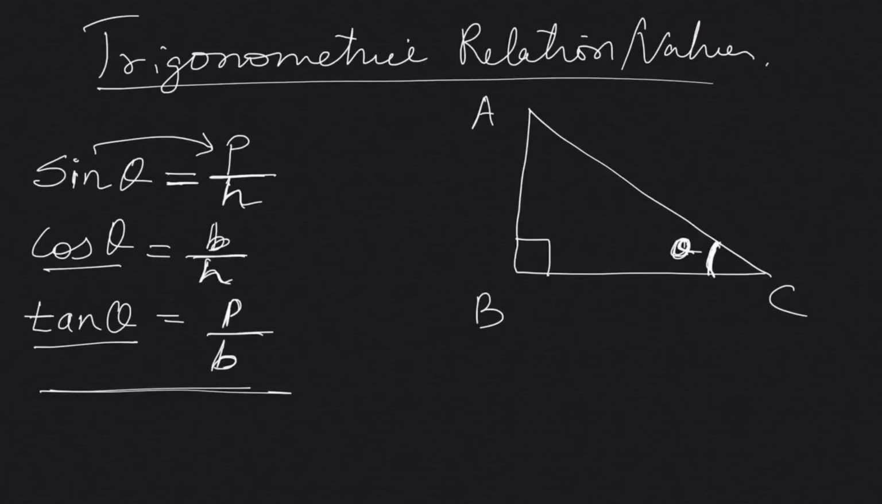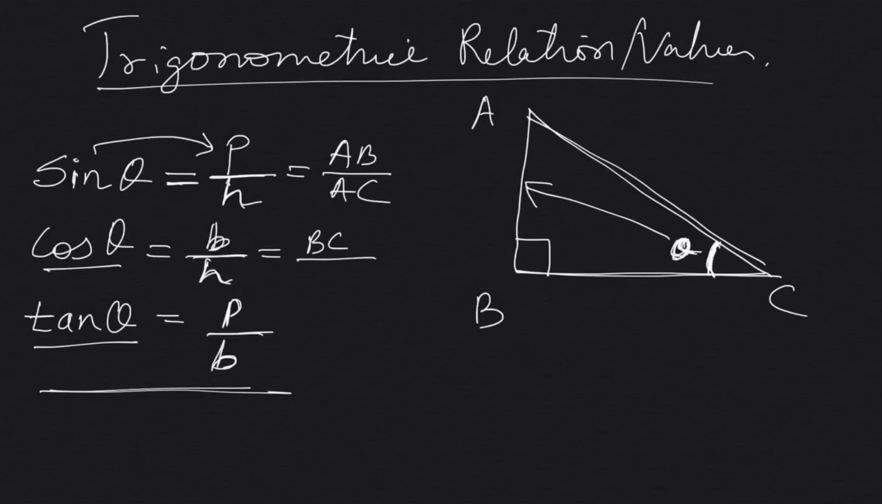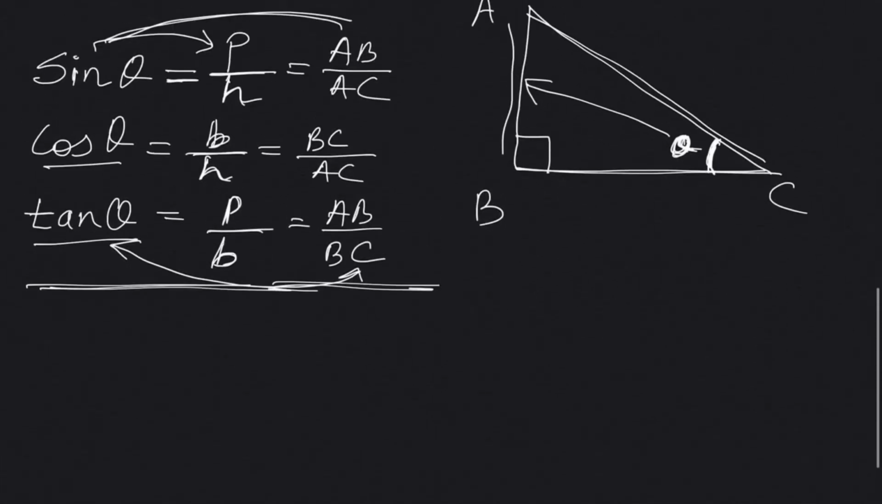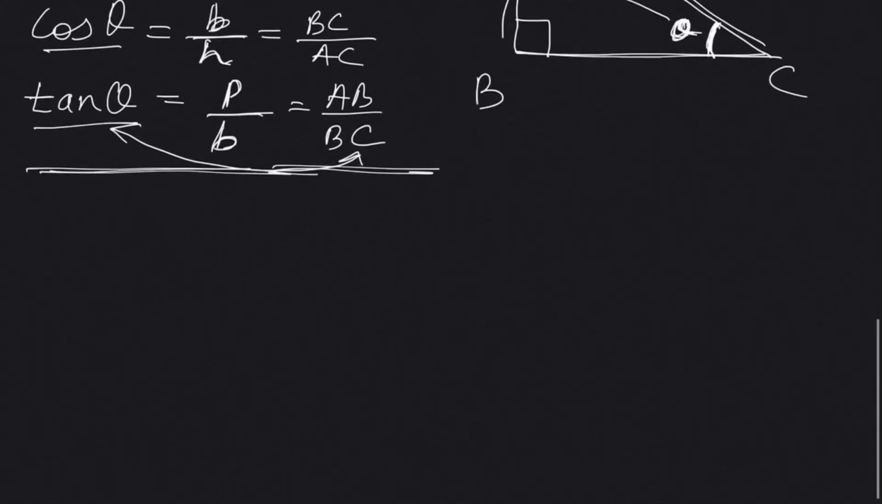Okay, so in our triangle, if the angle is here, perpendicular is opposite to the angle, that is AB, hypotenuse is AC, base that is BC. Here perpendicular is AB by BC. These will be the values. Sin theta value, cos theta value, tan theta value will be this. So once again, sin theta is perpendicular by hypotenuse, cos theta is base by hypotenuse, tan theta is perpendicular by base.